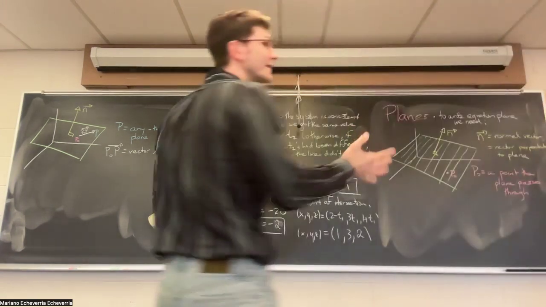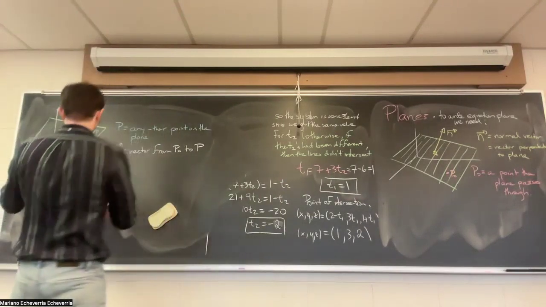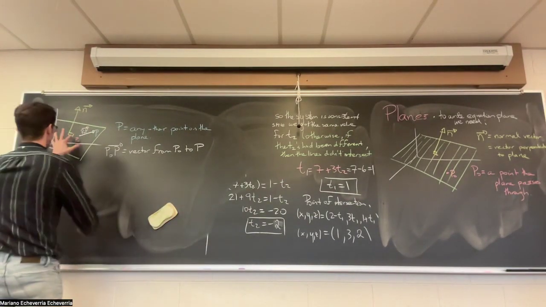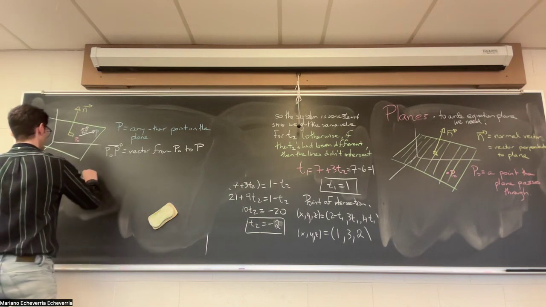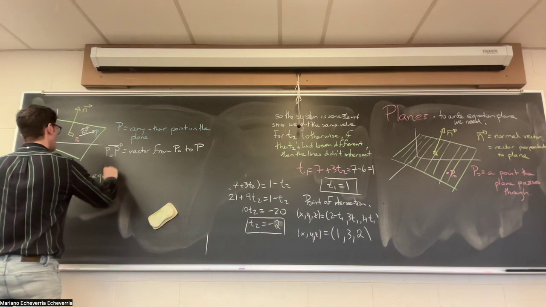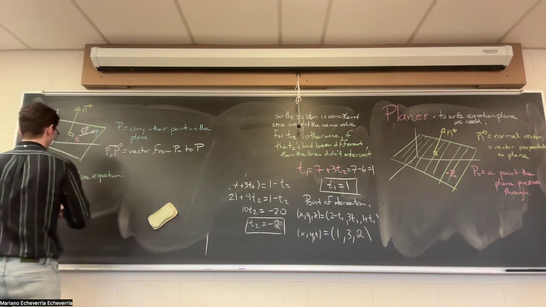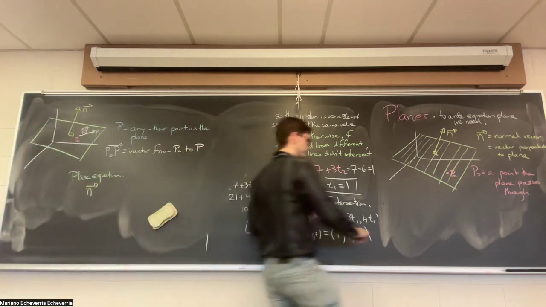So essentially, the plane equation is just that. The plane equation is basically the statement that P naught P should be perpendicular to N. But we'll write that in terms of a dot product. So it's just N dot P naught P equals 0.